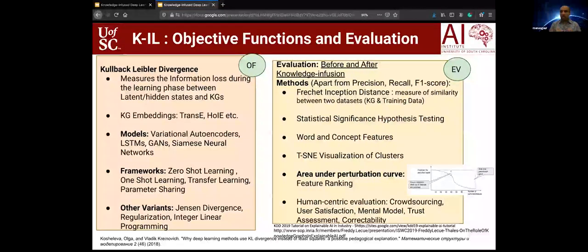So you might not need all the features in your prediction, and you want to check how many of the features are required to actually learn a better representation, as well as for your model to get better performance with that number of features. And the last is the human-centric evaluation, which is crowdsourcing, user satisfaction, mental models, trust assessment, or correctability. How correct is your outcome?